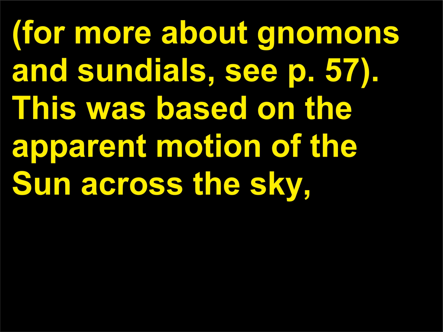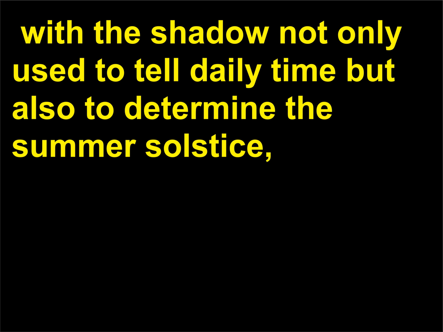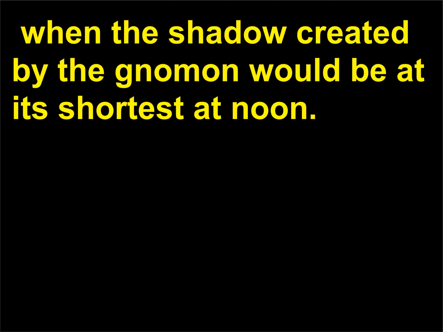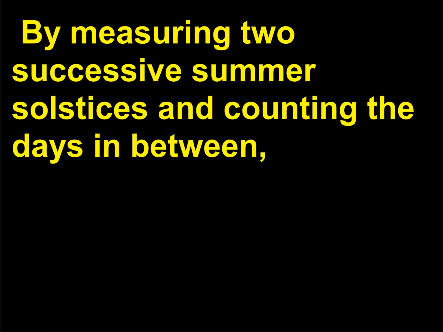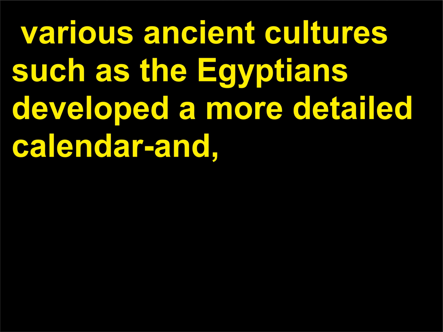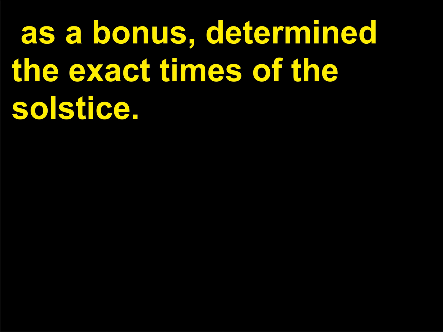For more about gnomons and sundials, see p. 57. This was based on the apparent motion of the sun across the sky, with the shadow not only used to tell daily time but also to determine the summer solstice, when the shadow created by the gnomon would be at its shortest at noon. By measuring two successive summer solstices and counting the days in between, various ancient cultures such as the Egyptians developed a more detailed calendar and, as a bonus, determined the exact times of the solstice.